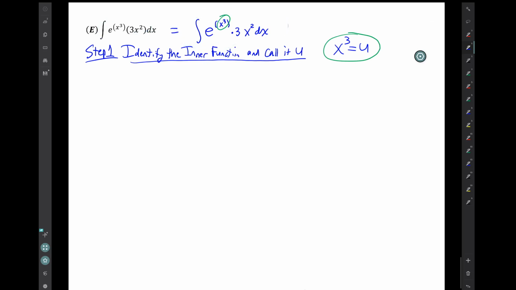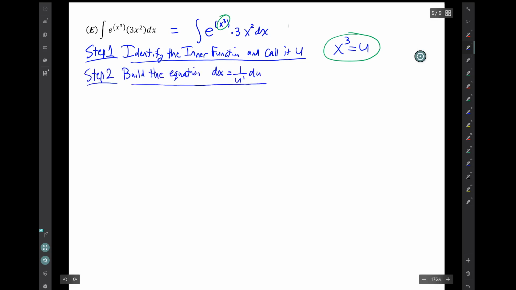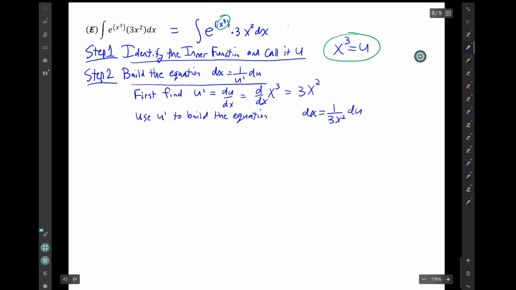Step 2, we build that strange equation. Well, we start by finding u prime. There's our u prime. Now we use that to build the equation. And we circle that equation in red. Step 3 is substitute, cancel, simplify.